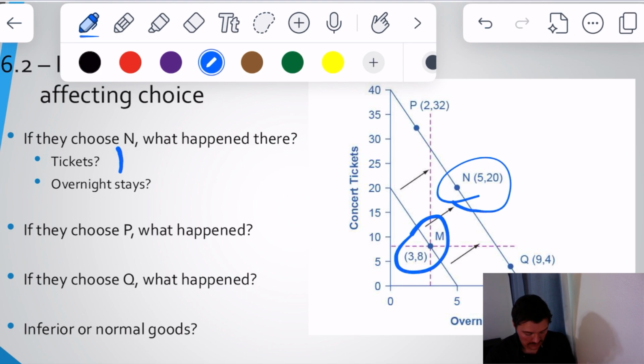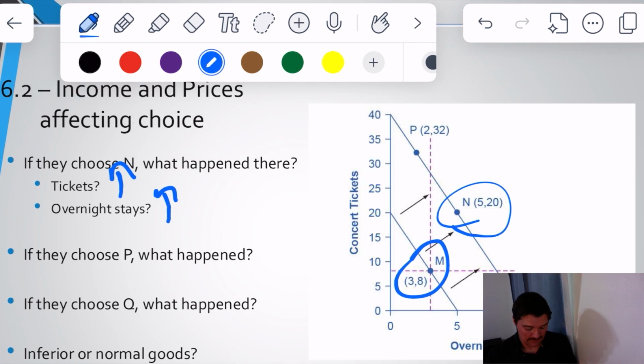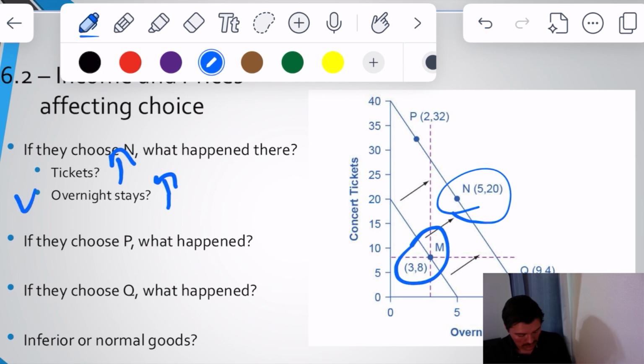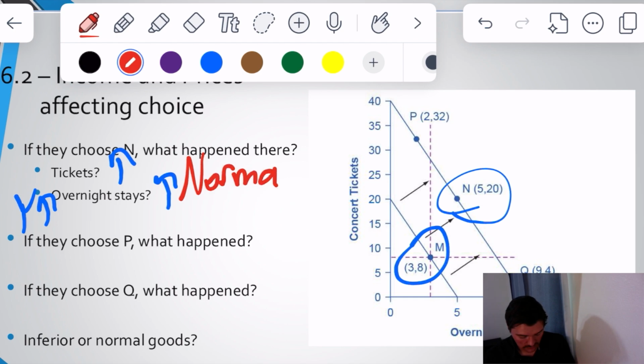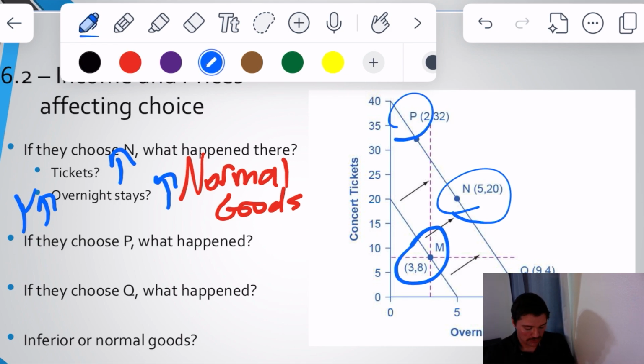So what happened to the tickets? The amount of tickets increased and the overnight stays increased as well. So what can we say about tickets and overnight stays in this case? Your income increased and you bought more. So in both of these cases, they are normal goods, the overnight stays and the tickets, because you're buying more of both. What if we were to pick point P?